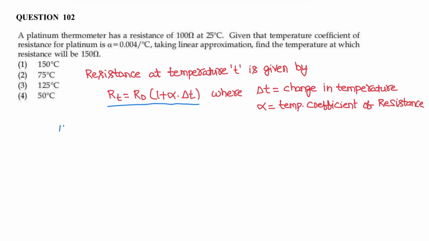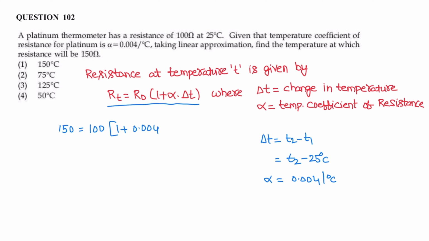So given RT is 150 ohm and R0, the resistance at 25 degrees centigrade, is 100 ohm. Here delta T is the change in temperature, so T2 minus T1. The initial temperature T1 is 25 degree centigrade. And the given alpha is 0.004 per degree centigrade. So substitute the values in the given formula: RT is 150 ohm, R0 is 100 ohm into 1 plus alpha value 0.004 into delta T, which is T2 minus T1, with T1 being 25 degree centigrade. On substitution, the value of T2 will result in 150 degree centigrade. So the correct option is 1.